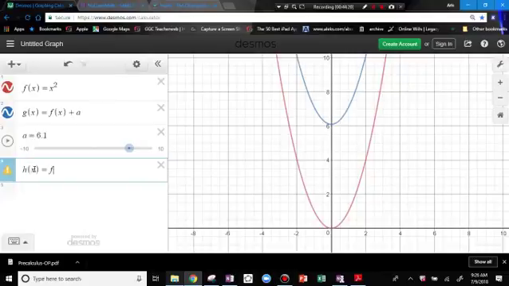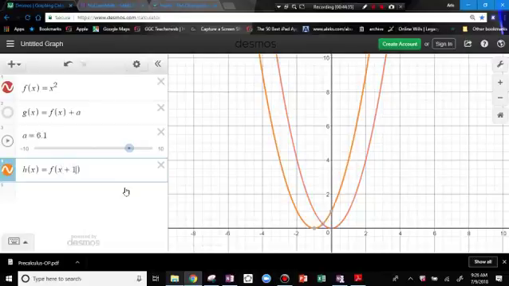I could do a different type of shift. There's f. I'll turn this one off for the moment. There's h. I can look at some values here. Plus 1: 1 unit to the left. Why is it not to the right? This is f of x, the original one, right? At 0, it's 0. I have f of x plus 1, 1 unit to the left.